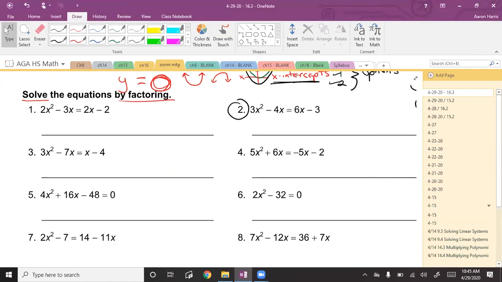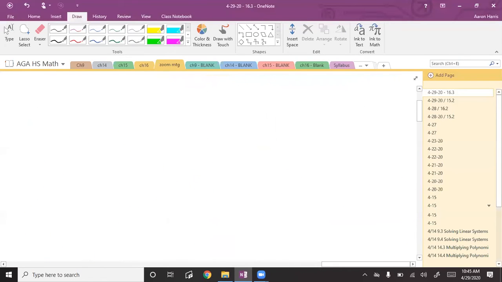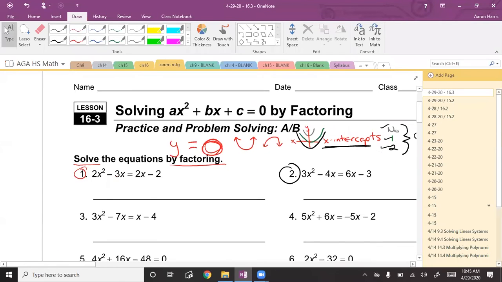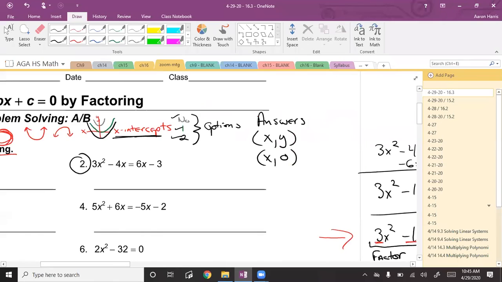So I am going to do problem number 1 with you. So that's 2x squared minus 3x equals 2x minus 2. Is that right? Got to make sure you get it right. Yeah, minus.